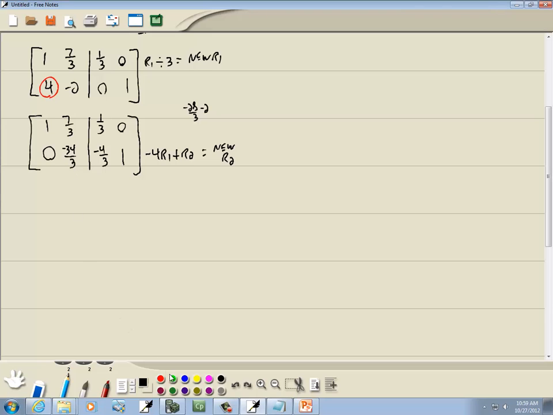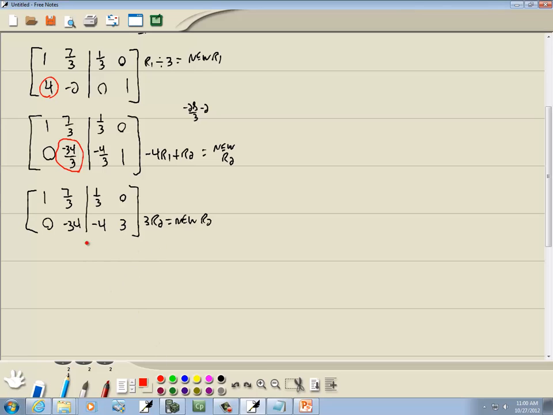Now, we want to get a 1 here. I can start off by multiplying everything by 3 to make my life a little easier. So I got 1, 7/3, 1/3, 0. Multiply everything by 3. So I'll take 3 times row 2 gives me my new row 2. 3 times 0 is 0. 3 times negative 34 over 3 is negative 34. 3 times negative 4/3 is negative 4. 3 times 1 is 3.